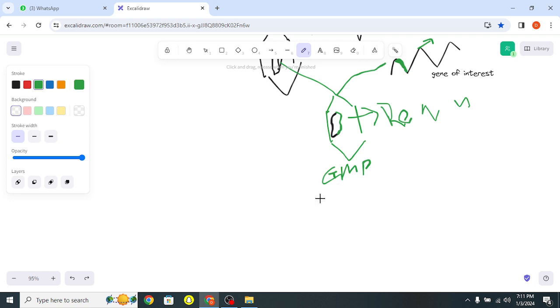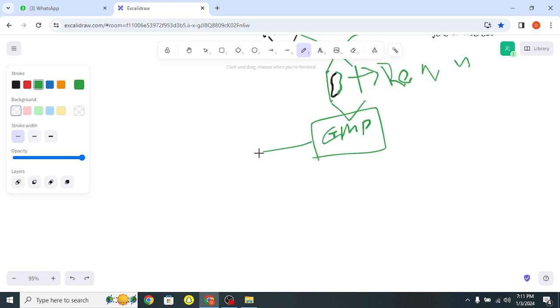Now this genetically modified phage will be injected in a human body. This GMP will be injected in a human body by using a vector.